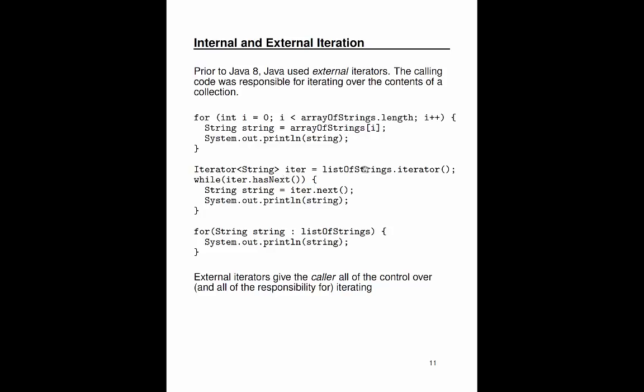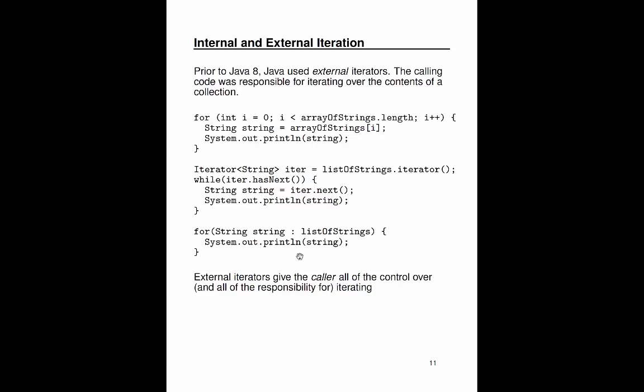You can also use an iterator. You can get an iterator object over a list of strings, that'll be an Iterator of Strings. You can loop over each one of those, saying, while you still have more elements in the iterator, give me it and print it out. And then we've also seen the for-each syntax, which is a nice compact representation of this external iteration, saying, for each string in a list of strings, print it out.